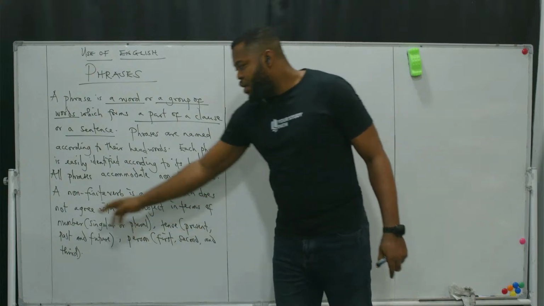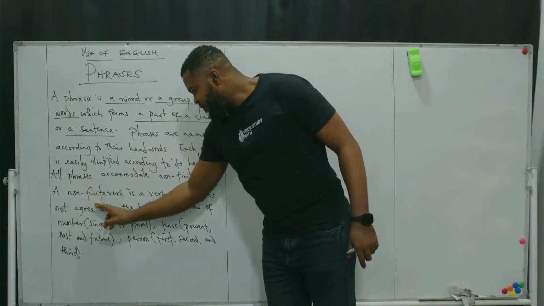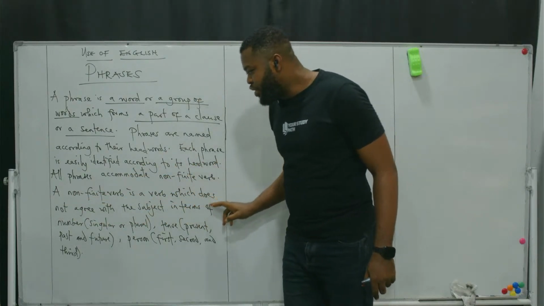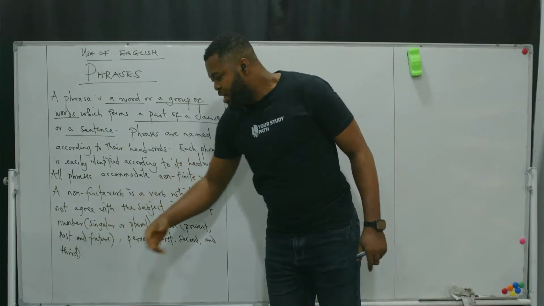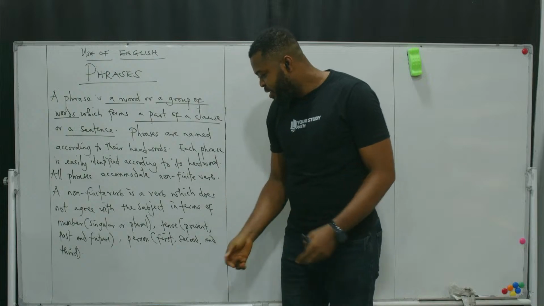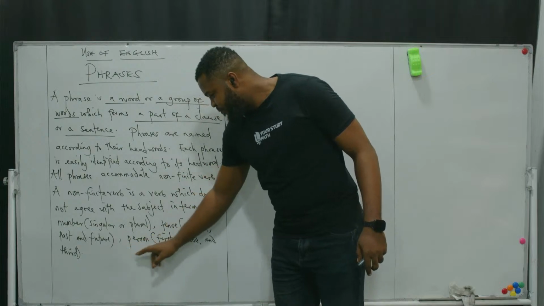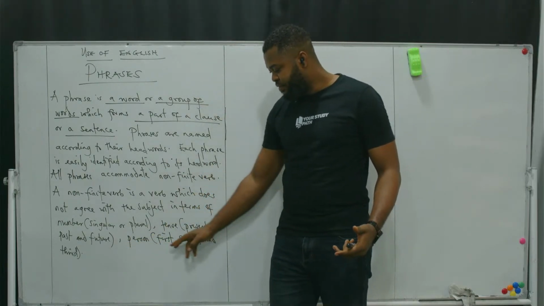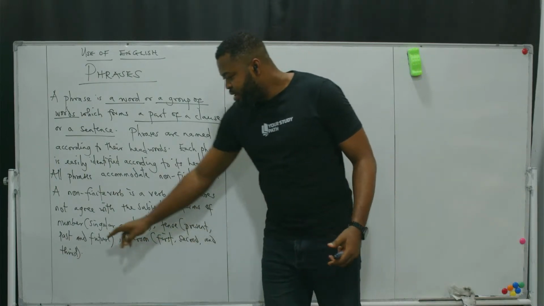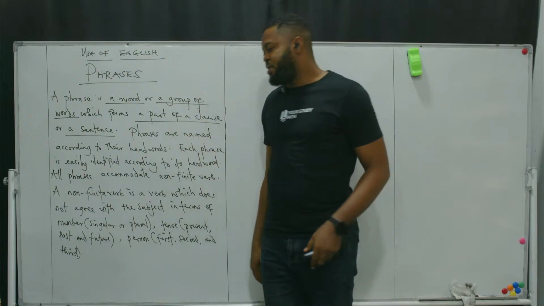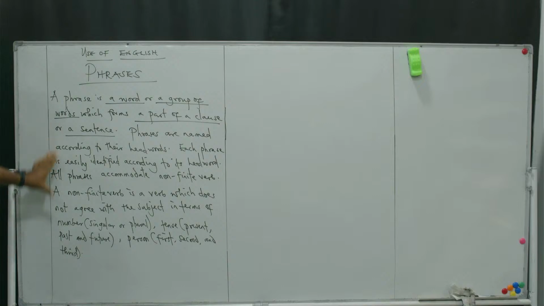And remember, all phrases accommodate non-finite verbs. What's a non-finite verb? A non-finite verb is a verb which does not agree with the subject in terms of number, meaning whether the word is singular or plural; in terms of tense, referring to present, past, and future; and in terms of person: the first person, which is the speaker, the second person, which is the listener, and then the third person, which is that to which you're making reference. So that's a phrase.